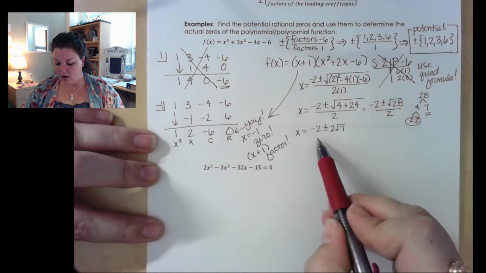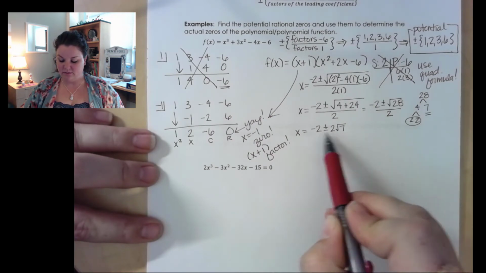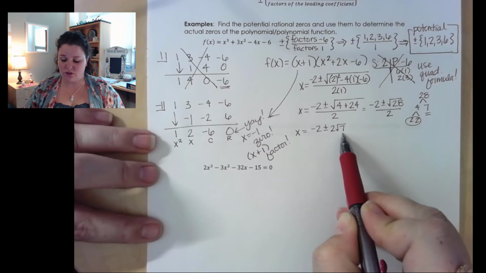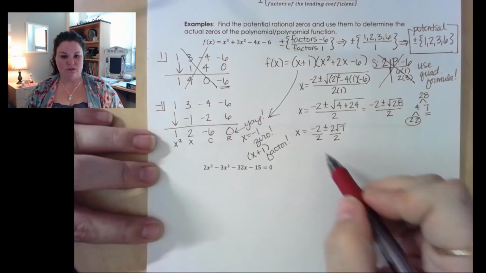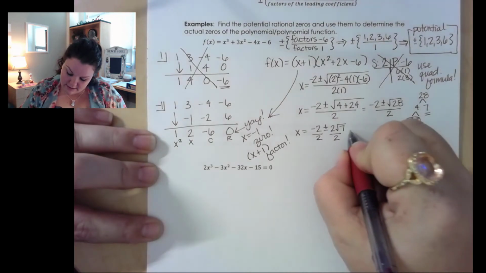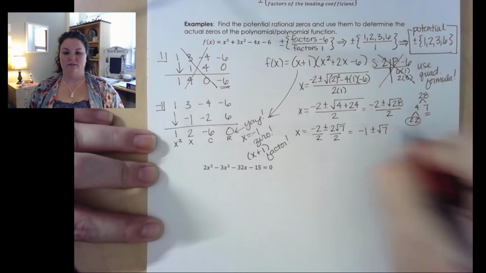And then notice this should be all over 2, but since both of these are divisible by 2, instead of writing one big line and putting it all over 2, I'm just going to write the 2 under each piece. That way I can just reduce it. Okay, so I end up with -1 plus or minus the square root of 7.